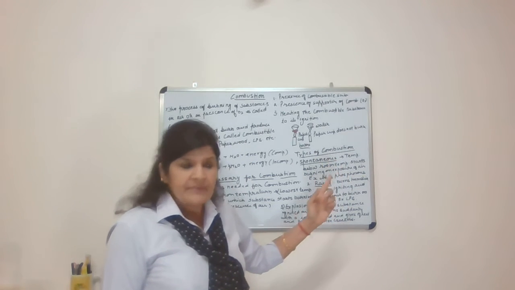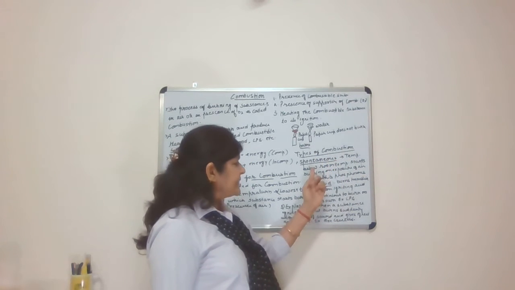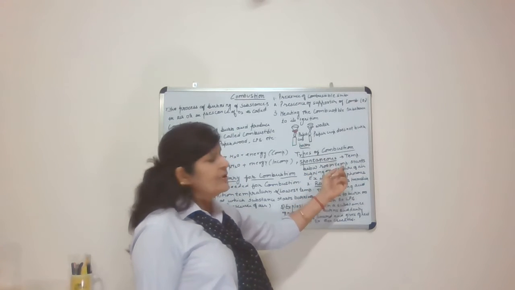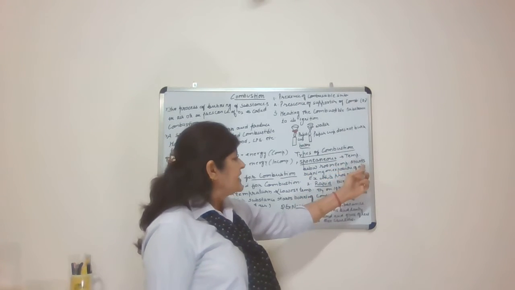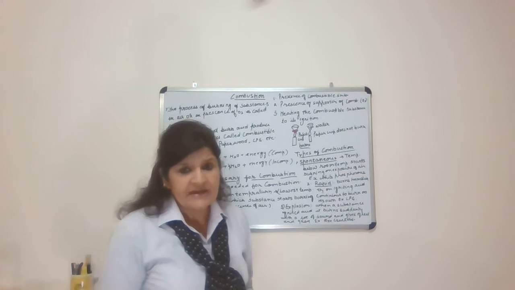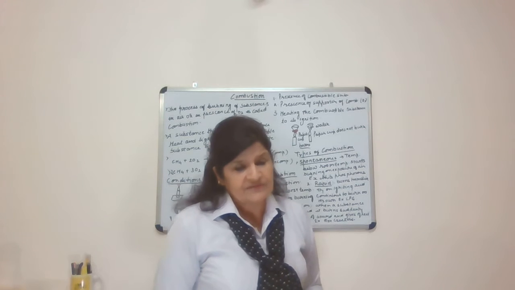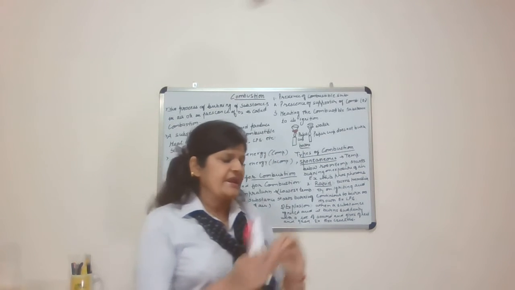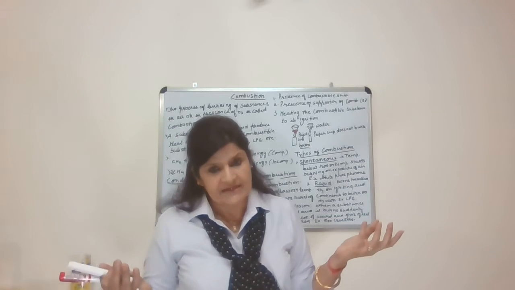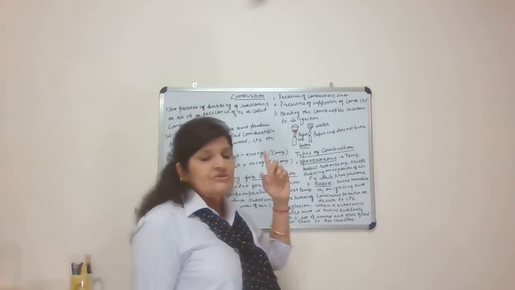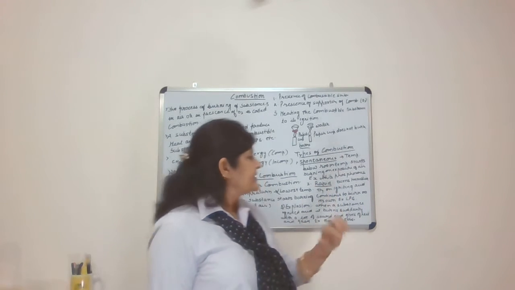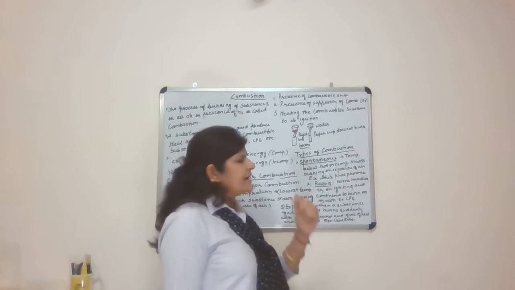It is called spontaneous combustion. Spontaneous combustion means a combustible substance having an ignition temperature below room temperature starts burning on exposure to air. The example of this is white phosphorus. If you keep white phosphorus in your room during the summer, it starts burning by itself. This type of burning is called spontaneous combustion. Right? Now next is rapid combustion.